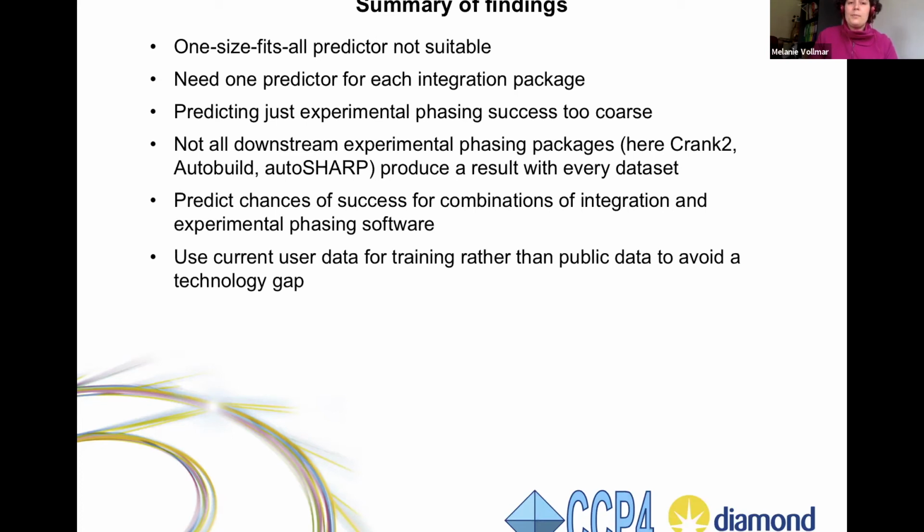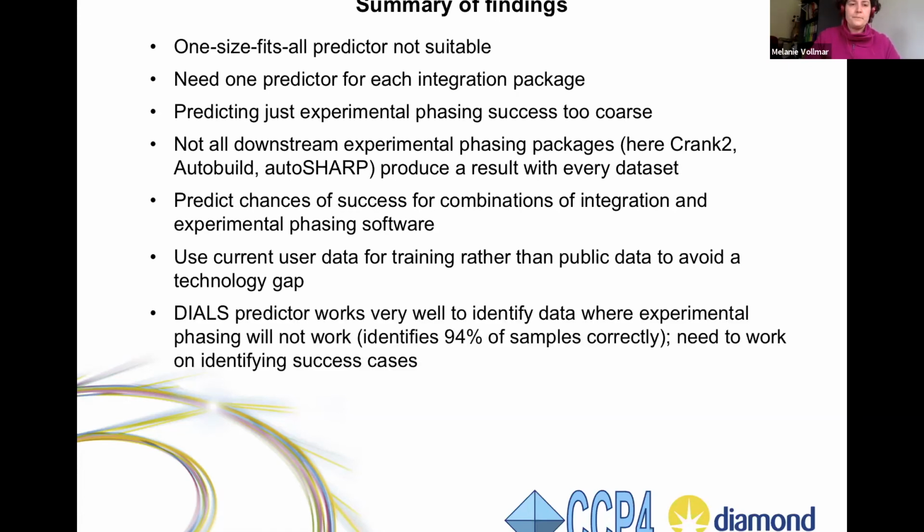The other crucial bit that I found is that the data that is publicly available is way out of date for what I want to do in a real life application that's running on current user data as it comes off the beamline after data collection. So I can't rely on the public data. I have to make use of our in-house database and the user data.